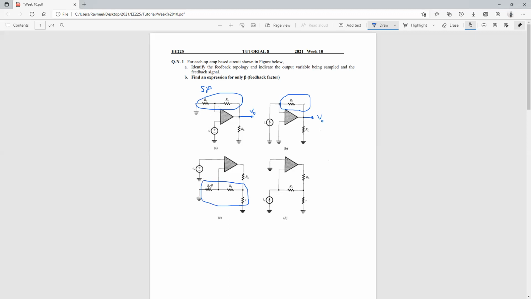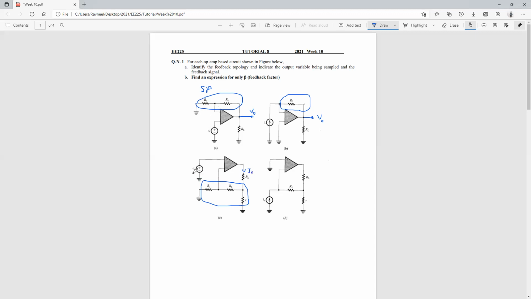So in this particular case, you can see that your input, this particular source over here, is actually in series with your beta network, and your input is also in series with your load resistance over here. So basically, what we'll be sampling is current. Your output is I0. That is what we'll be sampling.